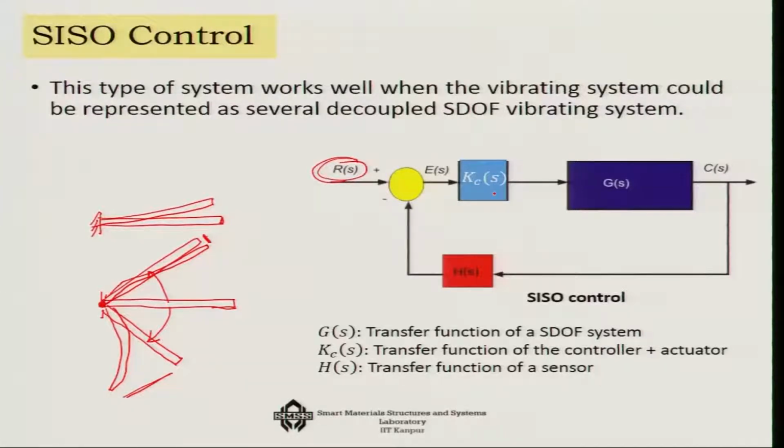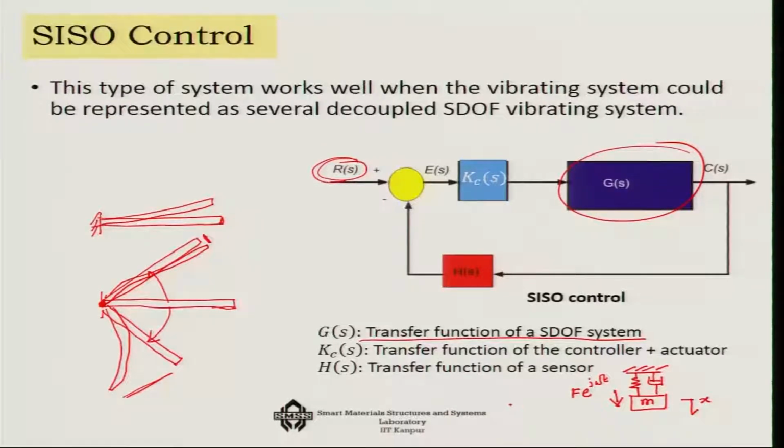Now, in the single input single output system, the G(s) here is actually the plant, that means the transfer function of a single degree of freedom system. What can be a typical transfer function of a single degree of freedom system? Let us think of it. Suppose we have a structure with a spring, a damper and a mass m. The mass m has a response x, and it is subjected to a harmonic excitation, as we have done earlier, f e raised to the power j omega t.